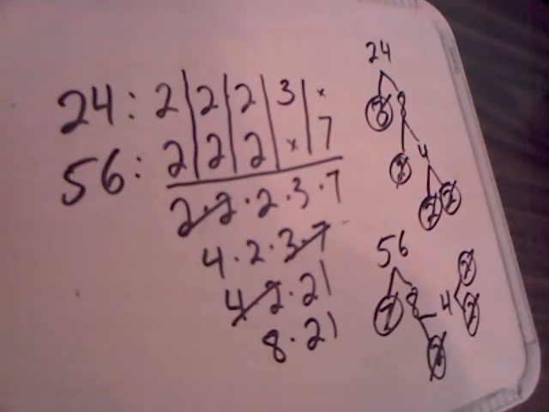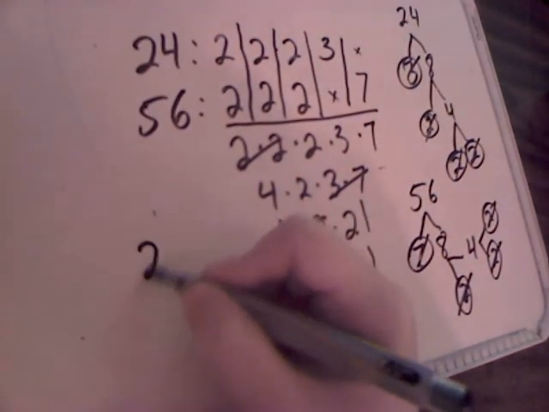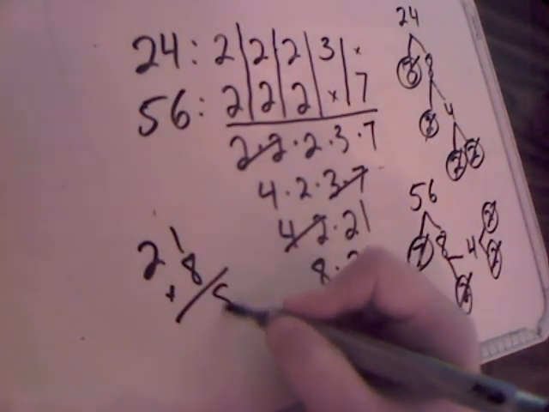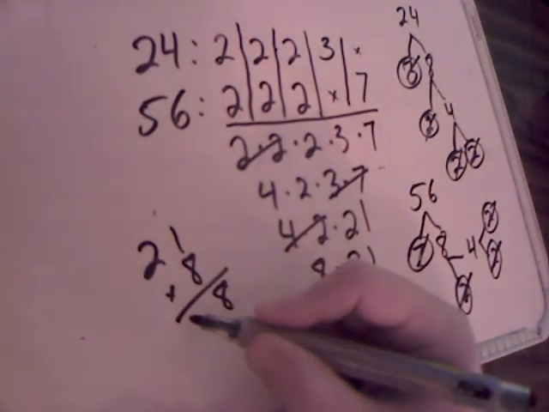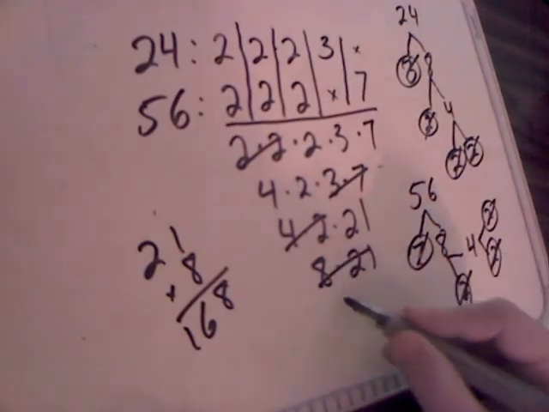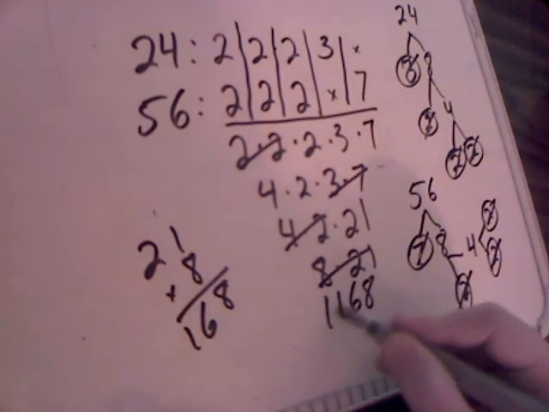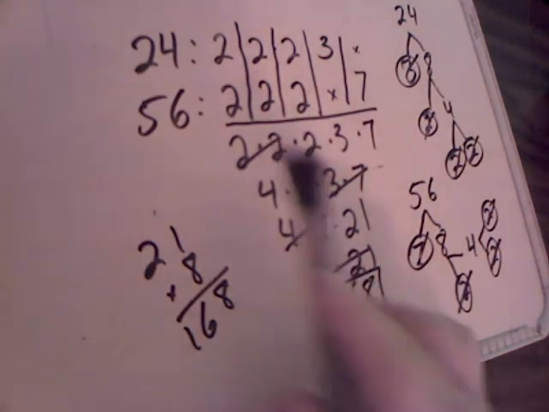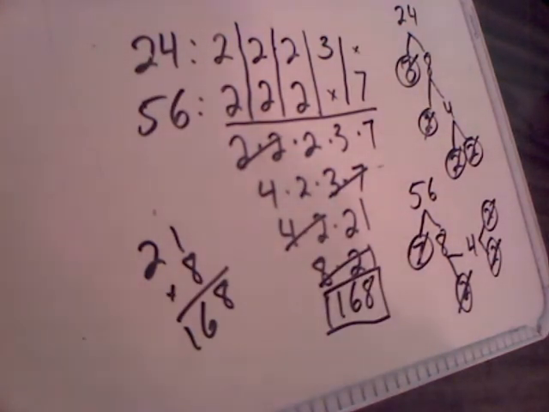8 times 21. I'm going to show my work over here because that's what we're expected to do. 8 times 1 is 8. 8 times 2 is 16. 8 times 21 is 168. 168 is the smallest number that both 24 and 56 will multiply into.